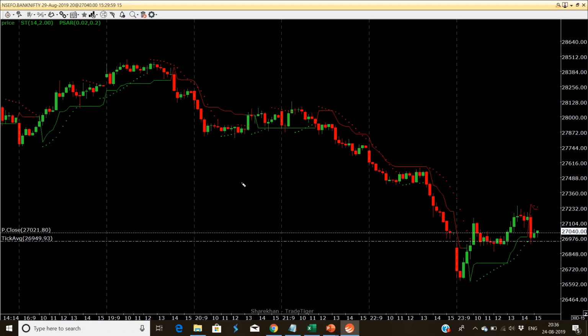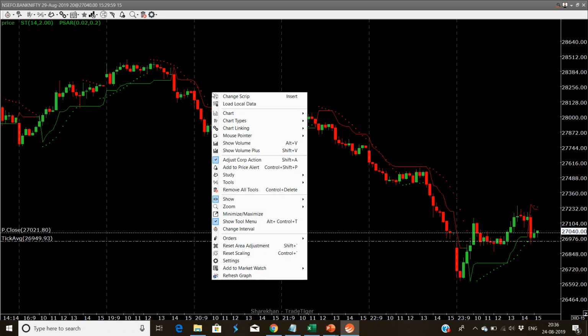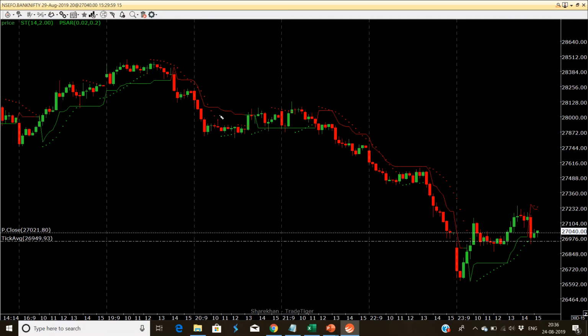This day the trend was down for the first half. First half down, second half again it was sideways. Then first half down, second half uptrend, full day.